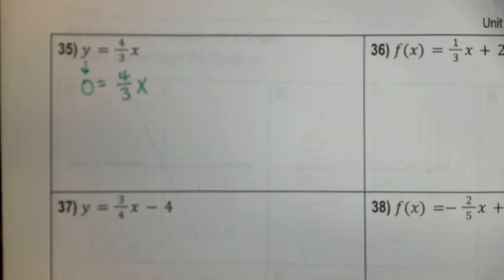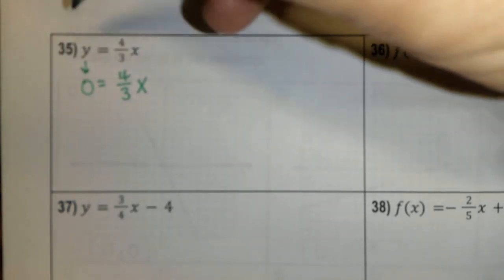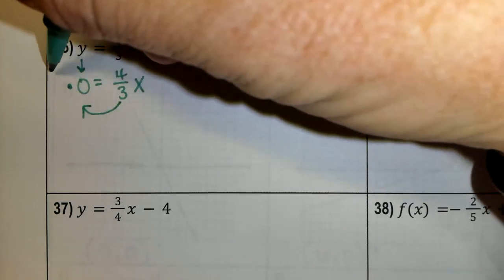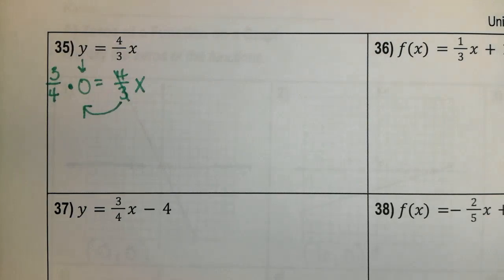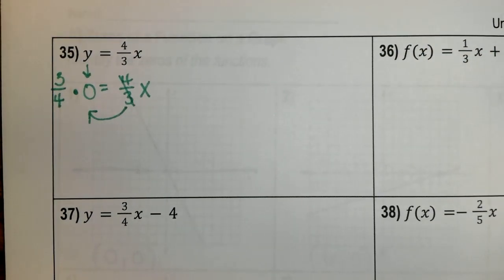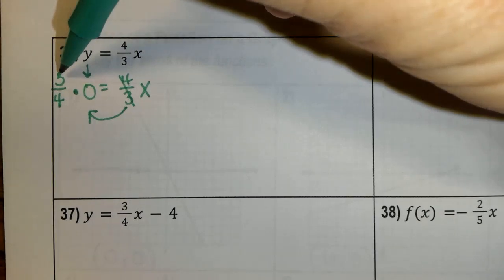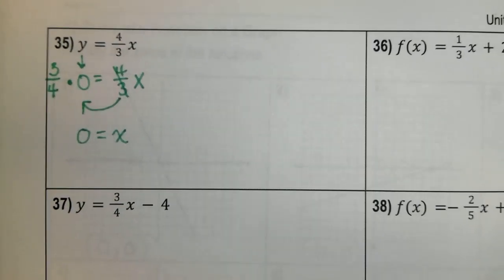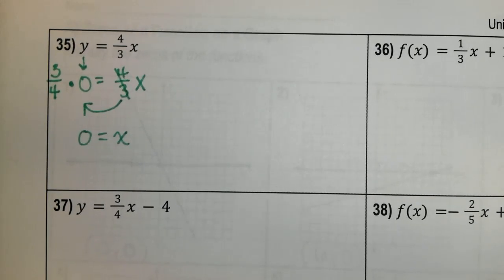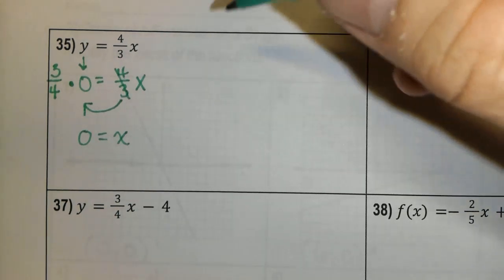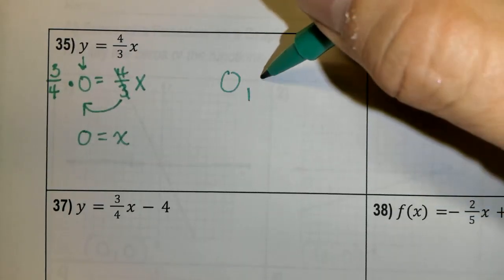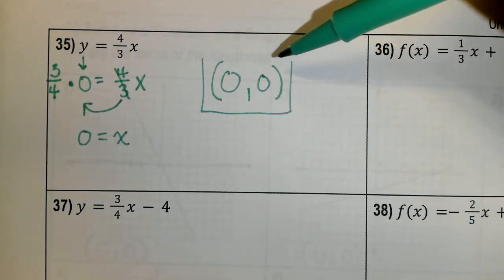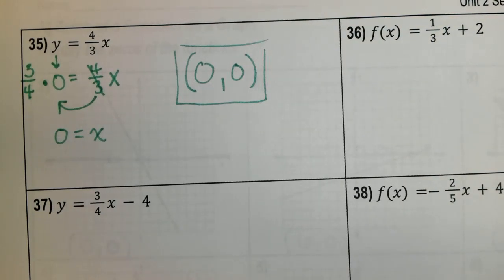Now you can always do this in the calculator, but with fractions I like to do these by hand. So when you divide by a fraction, you actually just multiply and flip the fraction. That's really what you're doing. And of course, 3/4 times 0 is still 0. So we know x is 0, and since these are zeros of functions, the y is always 0. So just like before, I do (0, 0). And that's my answer, and that's it for that one.